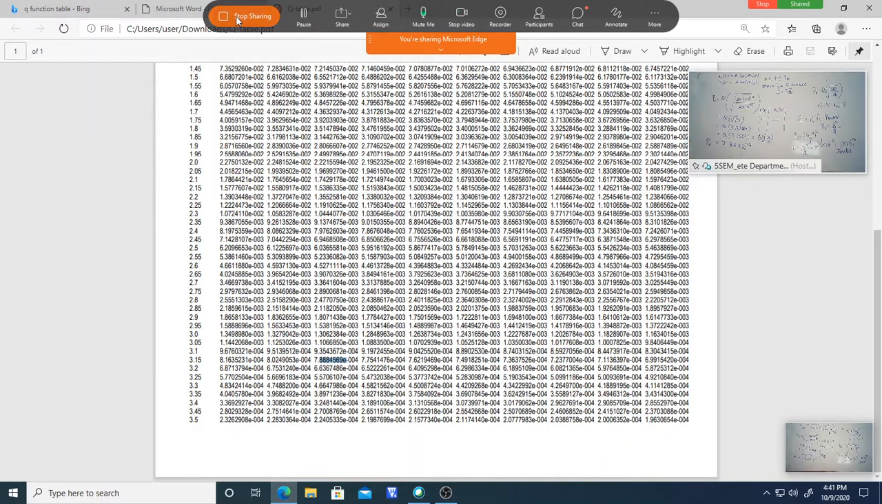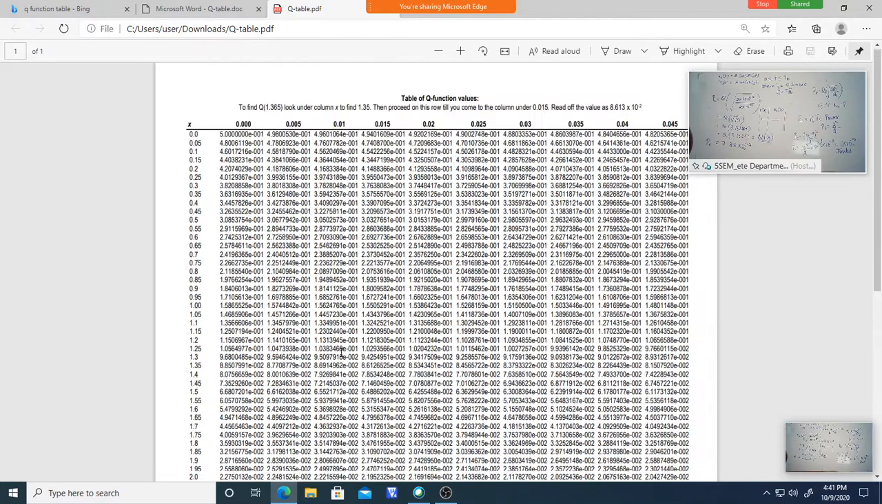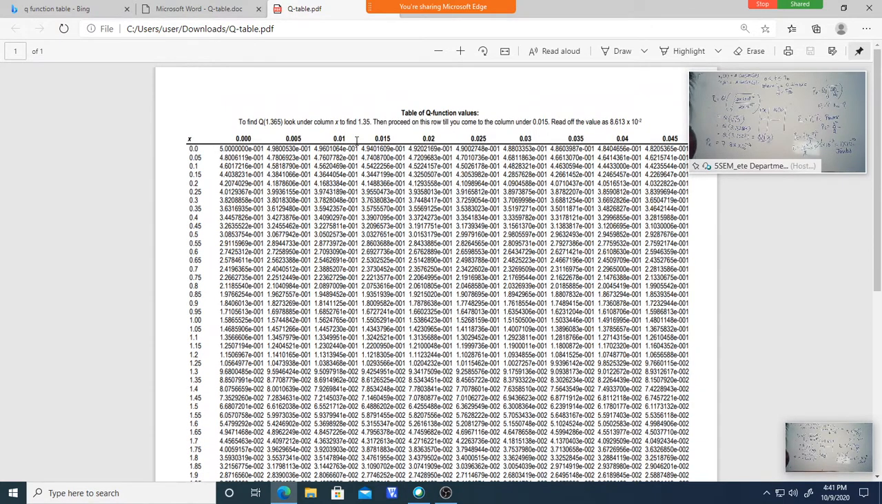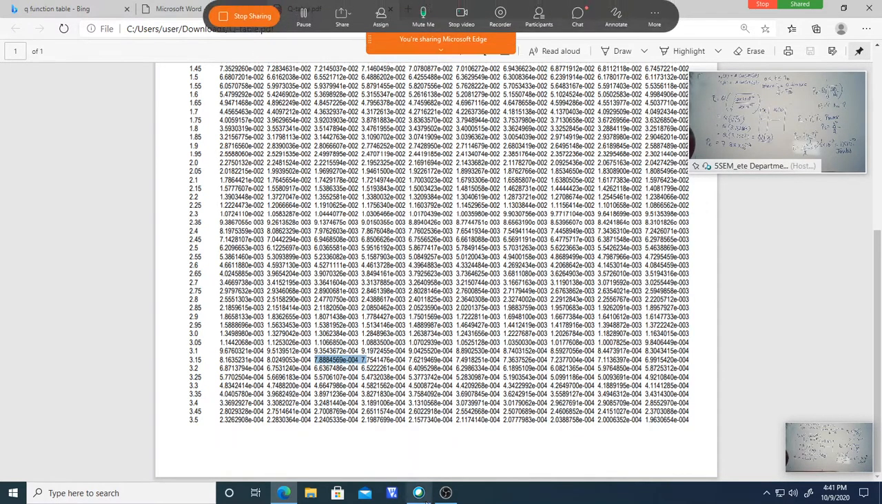I hope you understood how to see the probability of error value. This is 3.15. If you add 0.01 to this, you get 3.16. How do we know that 3.16? You will see an extra value over here. So come down and you will see 7.884 into 10 raised to minus 4 as the answer for your probability of error.